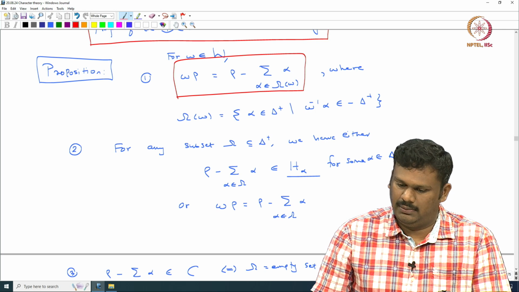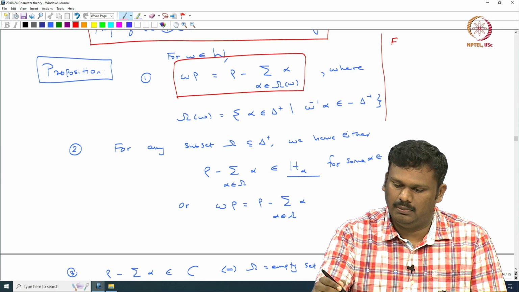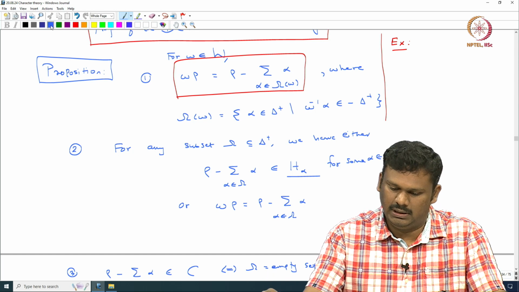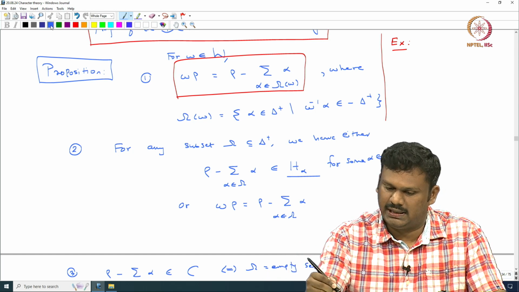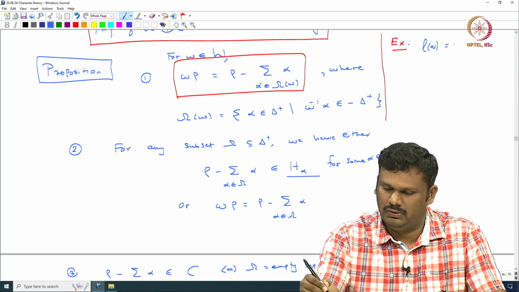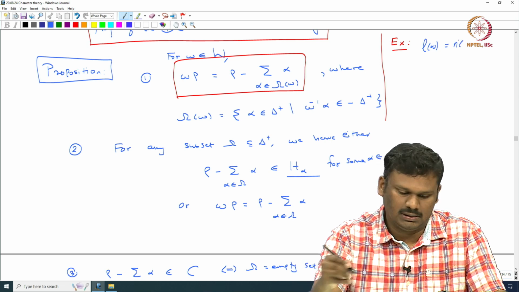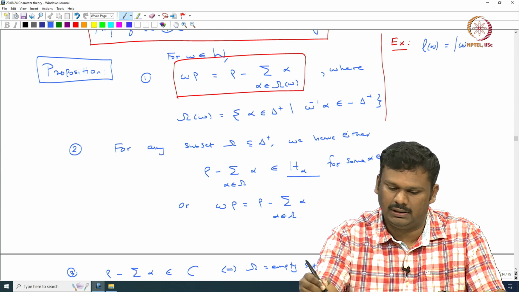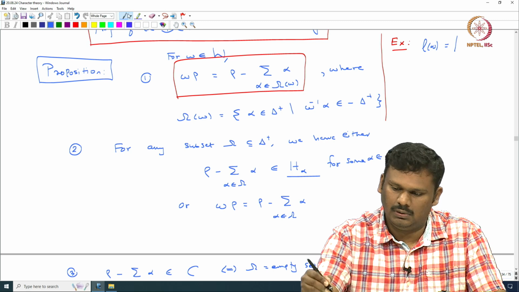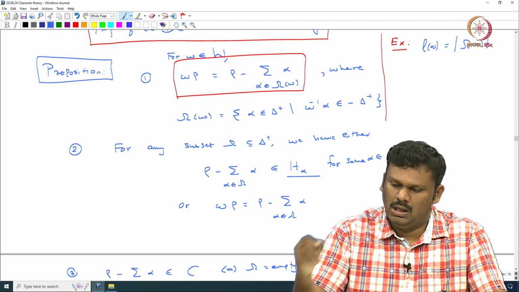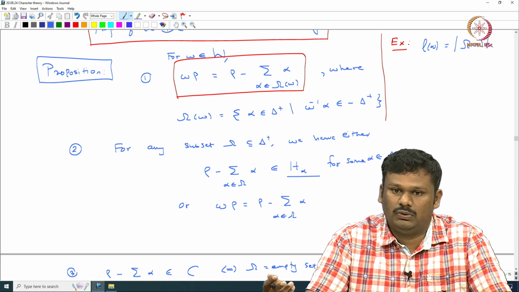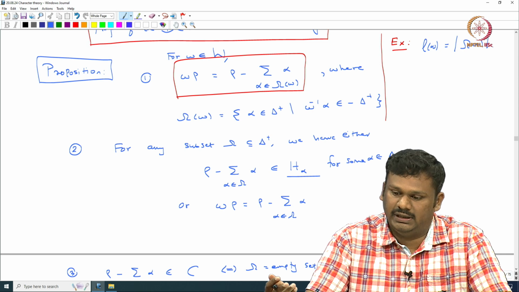Here I am going to leave one simple exercise for you. This can be proved by induction on the length. One can define the length of W in two different ways, so let us take the definition that I have given. The length of W is given by the cardinality of omega of W. So what is omega of W? Omega of W is those positive roots that are sent to negative roots by the action of W inverse. That is the definition.